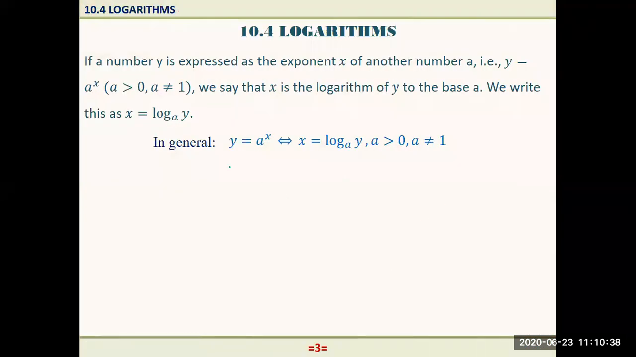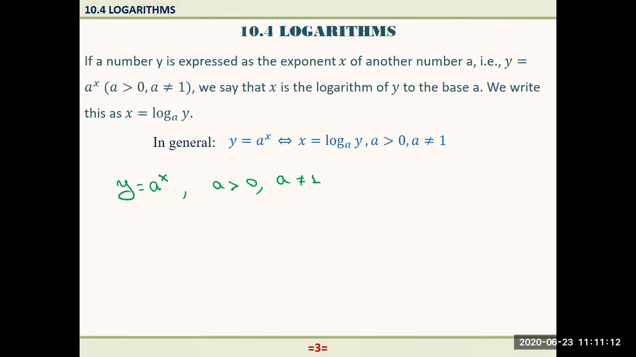So if a number y is expressed as the exponent x of another number, like y is equal to a to the power x, here we have some exceptions: a must be positive and a should not be equal to 1. And why are we adding these conditions? Because if a equals 1, then 1 to the power of anything is equal to 1. There is nothing to learn here, there's no challenge here, right?